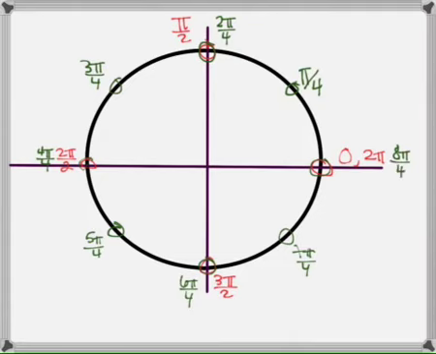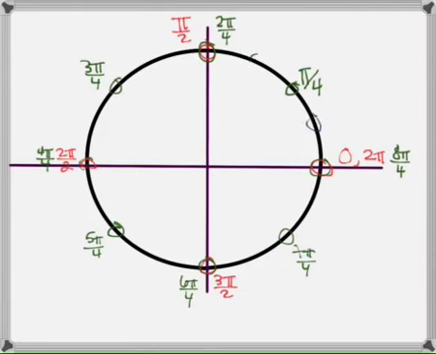And I want to make sure that everything is reducing as it should. So 8 pi over 4 reduces to 2 pi. 6 pi over 4 reduces to 3 pi over 2. 4 pi over 4 is the same as 2 pi over 2, which is the same as pi, and 2 pi over 4 is the same as pi over 2. So I'm all good. I've done it correctly so far.